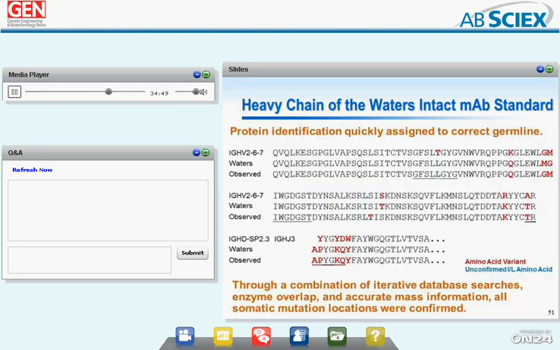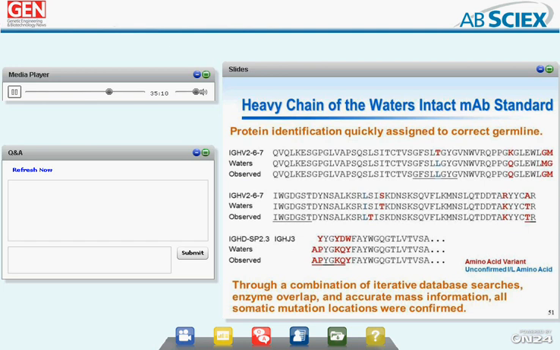When we move over to the heavy chain of our intact mass standard from Waters, we were able to identify the correct germline very easily as the 2-6-7 mouse germline. I have then put the heavy chain sequence in the middle of the 3-set slide, and our observed sequence will be identified and confirmed using Protein Pilot.